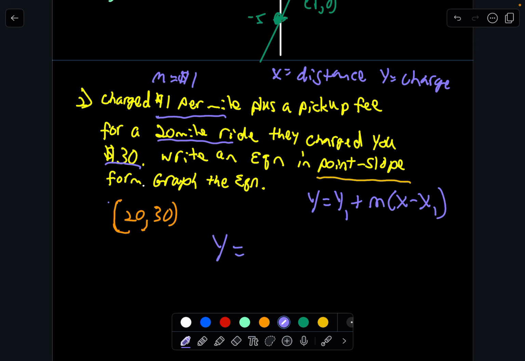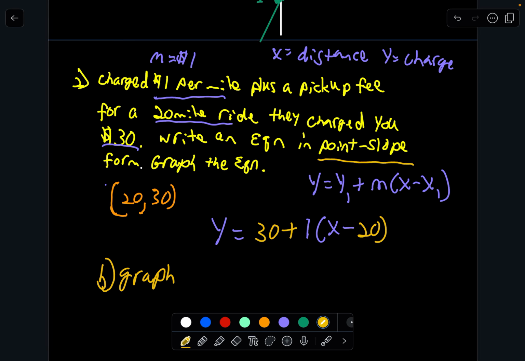y equals 30 plus, the slope was 1, times x minus 20. And there's the equation in point-slope form. And then that was A. B was to graph.